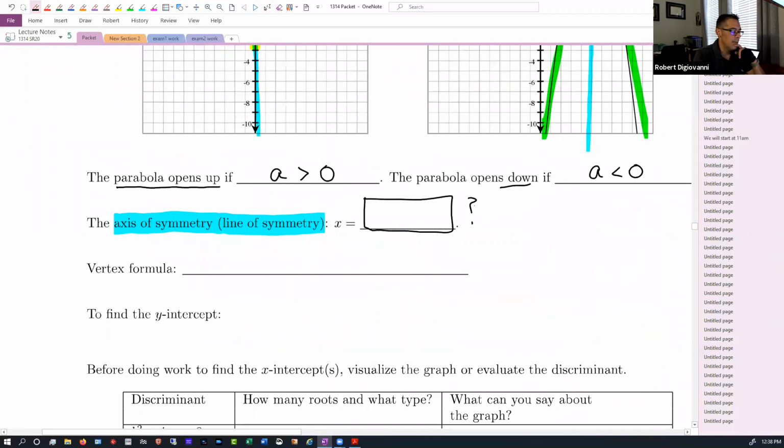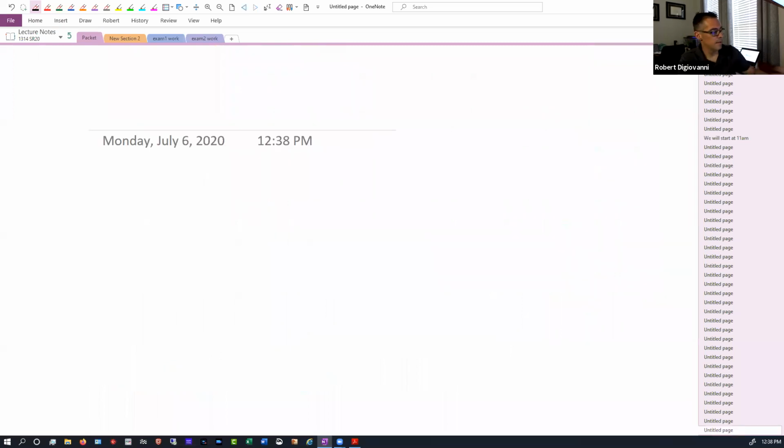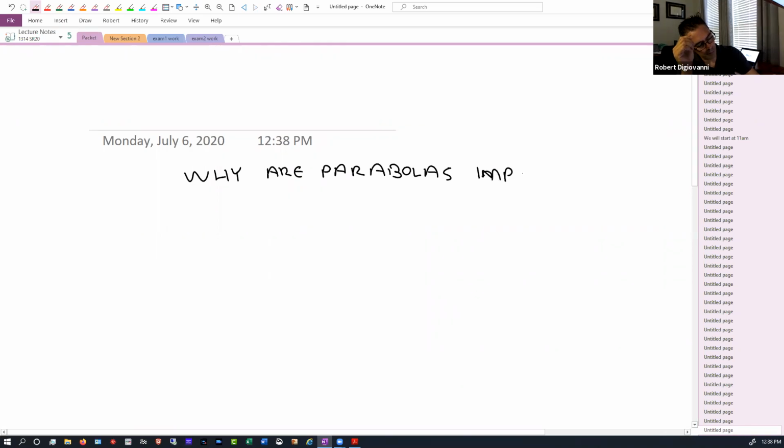All right, so when it comes to parabolas, I want to explain why parabolas are important, before we get into actually graphing and stuff. I have several examples. First of all, it's better if I'm in a classroom. I can do this because I can get a volunteer and we can stand on opposite sides of the room.